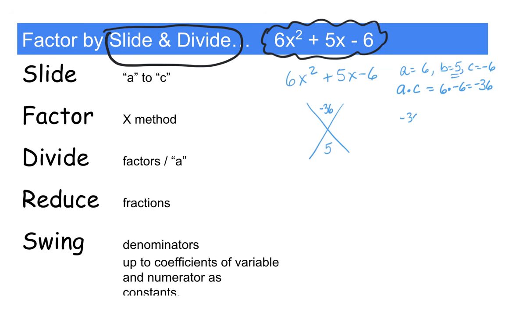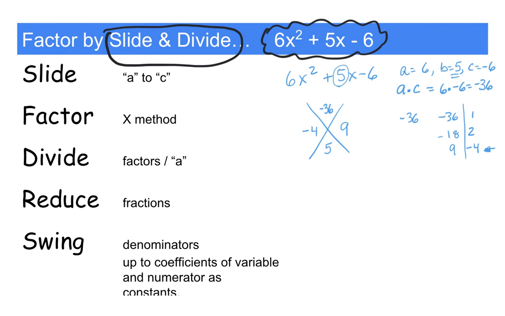Now I'm looking for factors of negative 36 that are going to end up adding to 5. So negative 36 and 1, I know, is not going to work. I can take 2 and negative 18. I can also do 9 and negative 4. And I think I'm going to land on this one because 9 and negative 4 added together is going to give me the 5 that I'm looking for. So that works out pretty well. So I'm going to go with negative 4 and 9. So that's the X method that we've done so far.